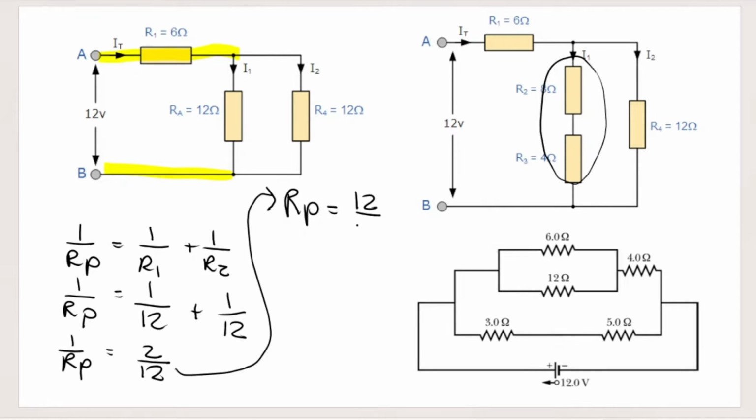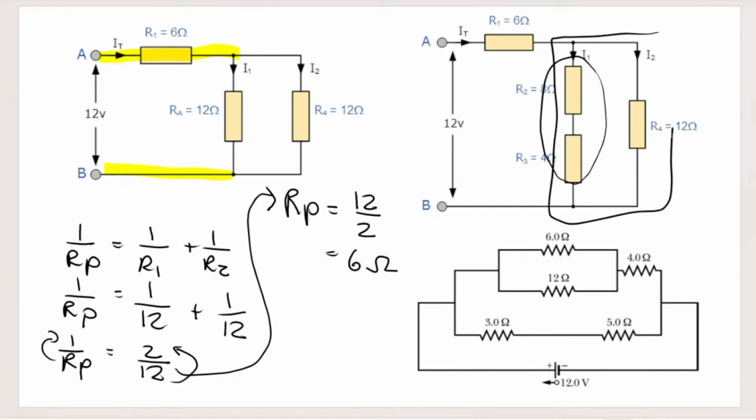You flip the fraction. You invert this one. Reciprocals. 12 over 2 is 6 ohms. But that's not the total resistance. So basically, guys, you need to understand what this means. That means that overall, for this part of the circuit, that part of the circuit has a resistance of 6 ohms.